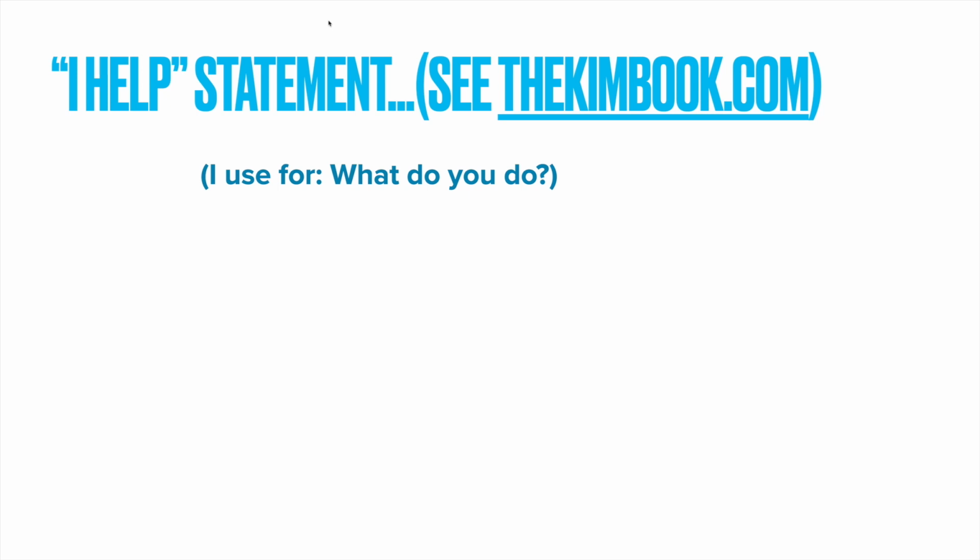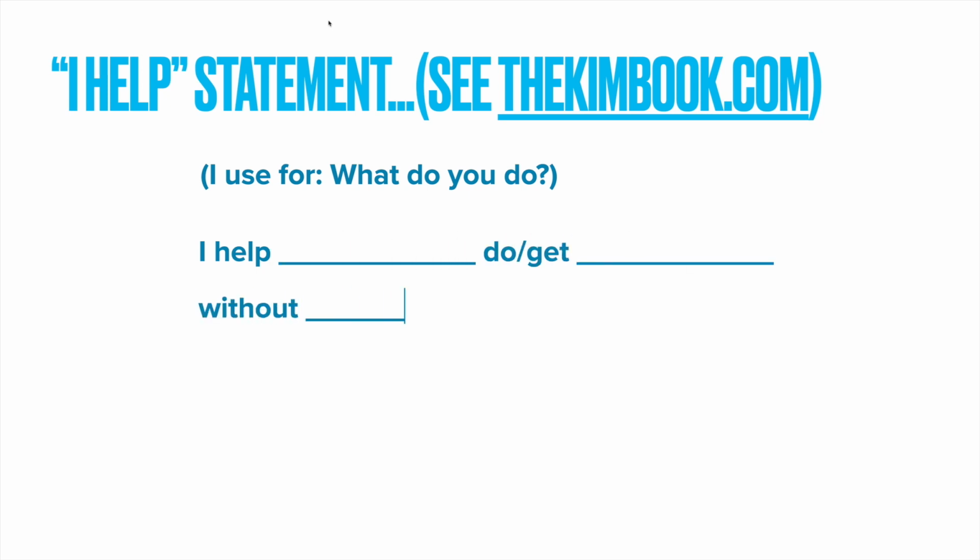So let me show you what the structure of this help statement is, which you need in order to effectively do the messaging that I'm going to show you. So, what do you do? I help blank, do or get blank, without blank, by blank, like I did, or like I used to, or like I do. Okay, I'm going to walk you through this. No worries, this is just the structure so you can get this down. This is the template.